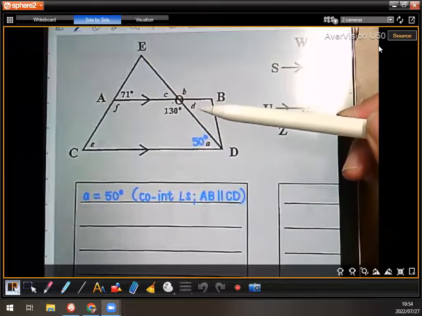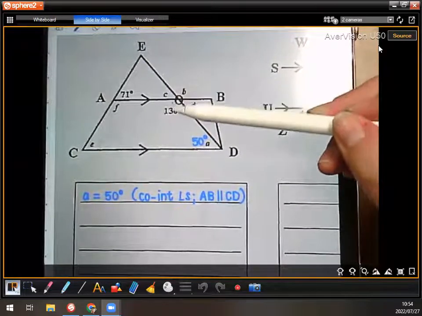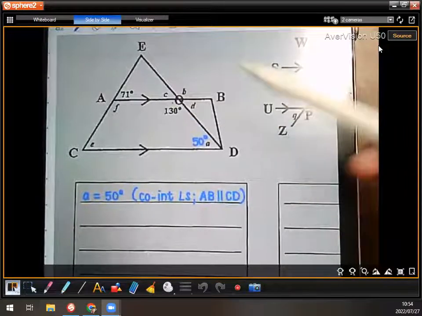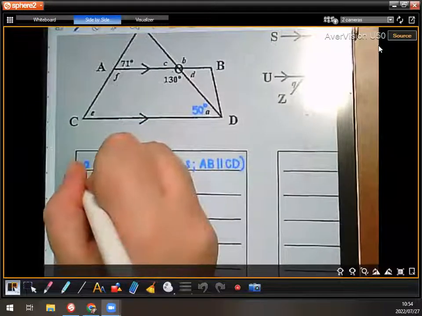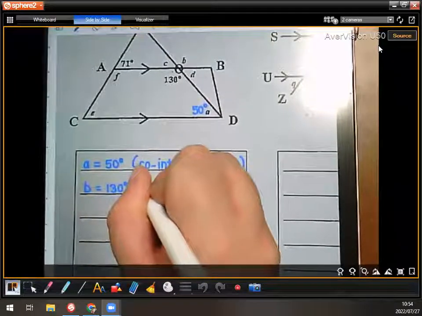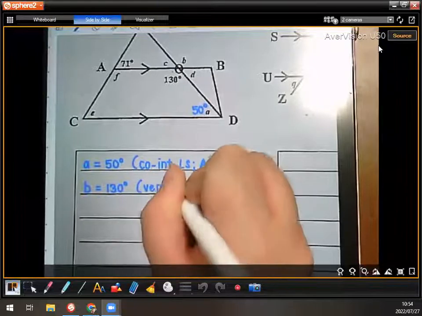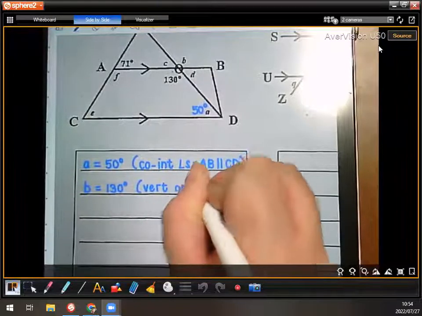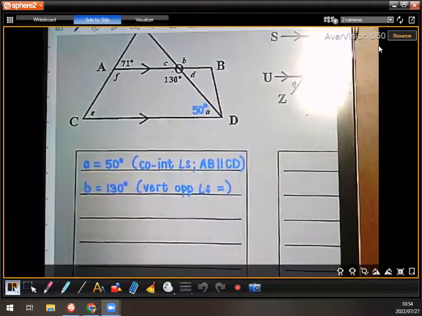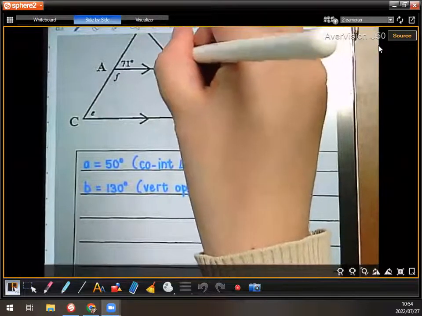I think you were looking at the wrong angle. B is vertically opposite 130 degrees, so B is going to be equal to 130. Vertically opposite angles are equal. So let's fill that in.